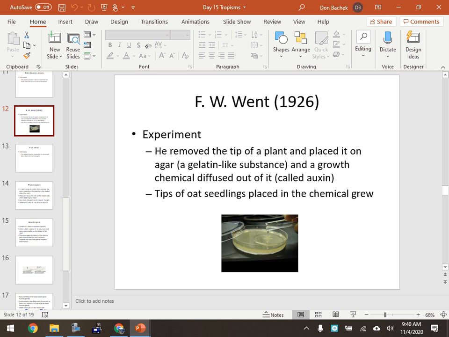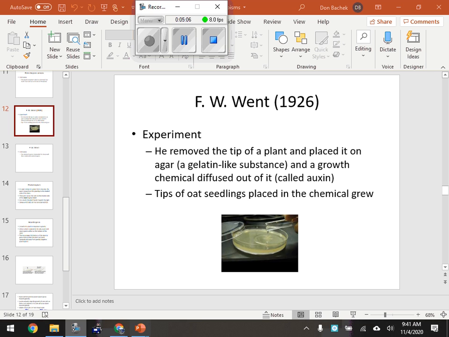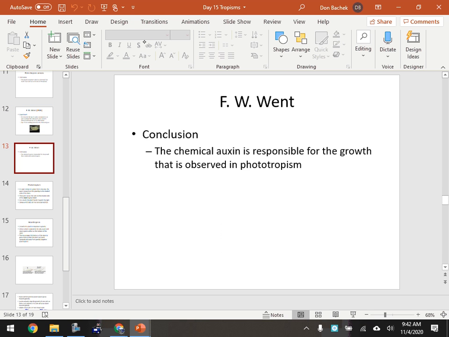And again, there's a conclusion on the next page here as well. And the conclusion here: the chemical auxin is responsible for the growth that is observed in phototropism.